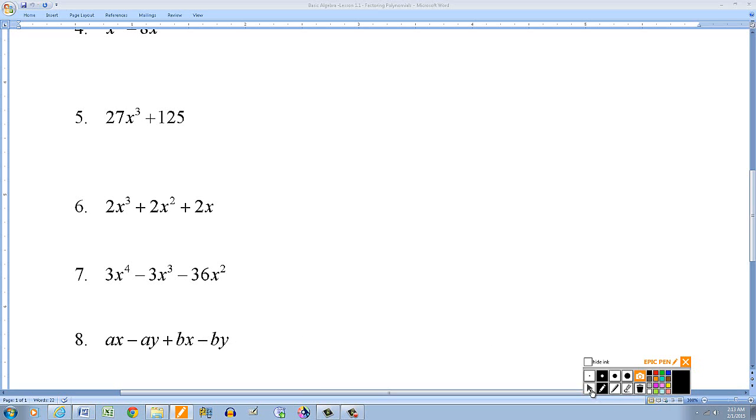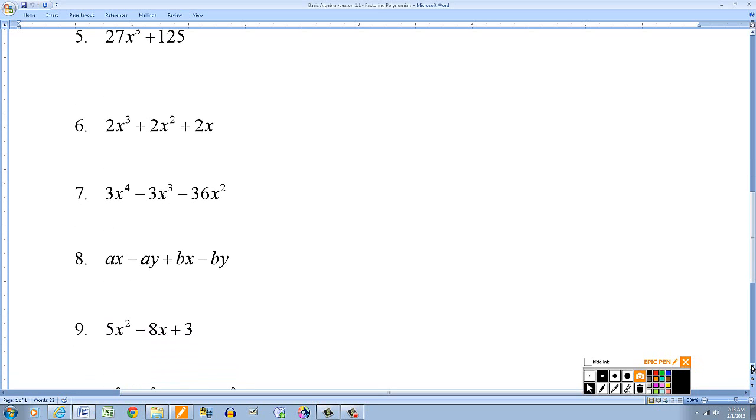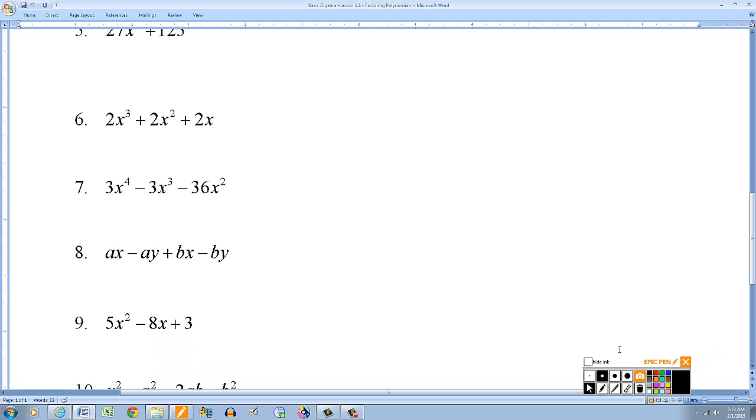Okay, the next one is again just a regular trinomial. I don't see a common factor. 5x squared minus 8x plus 3. There's nothing common there. So if this factors, it should factor into 2 factors.